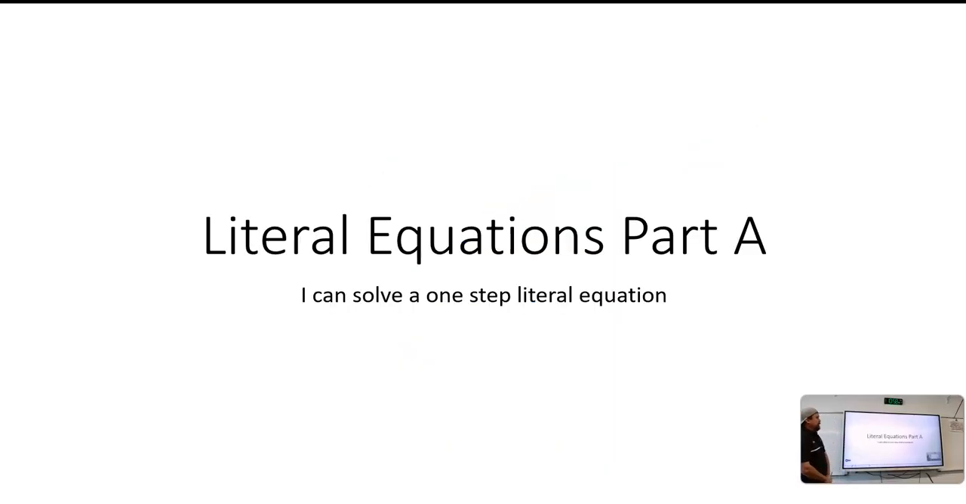Okay, so there are some examples of literal equations. Part A, I can solve one-step literal equations. Go ahead and take a look at your assignment and reach out if you have any questions.